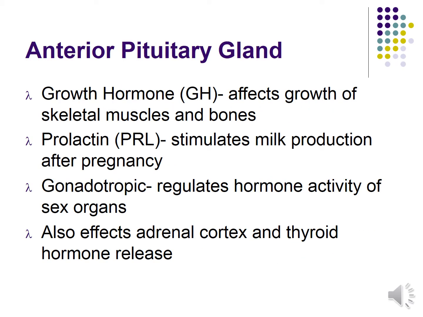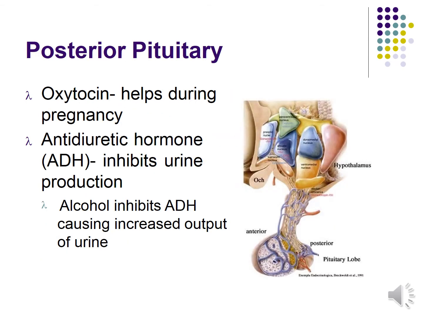Anterior pituitary gland. Growth hormone, or GH, affects the growth of skeletal muscles and bones. Prolactin, or PRL, stimulates milk production after pregnancy. Gonadotropic hormones regulate the hormone activity of the sex organs. Also affects the adrenal cortex and thyroid hormone release.